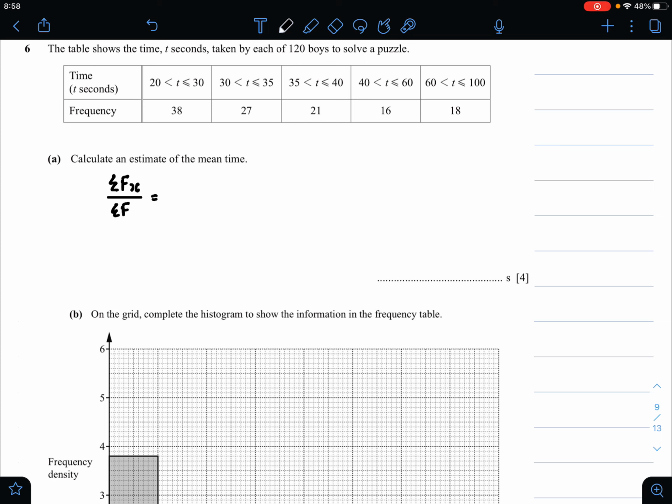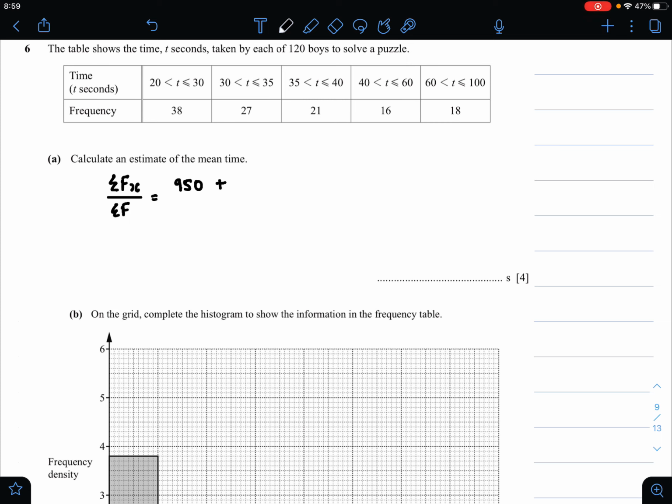So fx is frequency multiplied by the x value, so that is 38 multiplied by 25, so that is 950 for the first one. The x value is the midpoint of the class width. So for the first one, you find the class width by adding the two ends of the class width and dividing by 2. So for the first one, 20 to 30, you add 20 and 30, that's 50, divided by 2, which is 25. So 25 multiplied by 38 is 950. So you do the same for the rest of them.